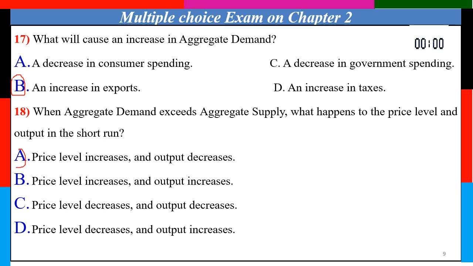Right answer is A. When the aggregate demand greater than aggregate supply, demand greater than aggregate supply means the price of the product is what? Increasing, and the amount overall the output is decreasing. The rest one is not true.